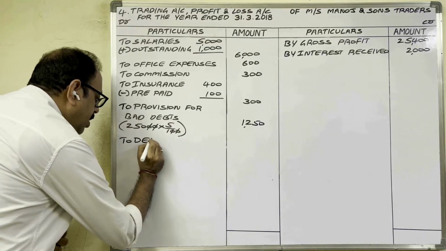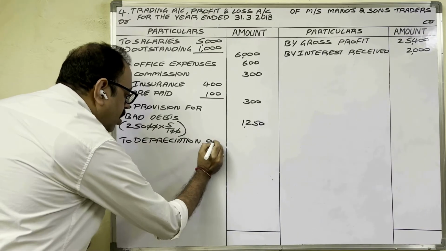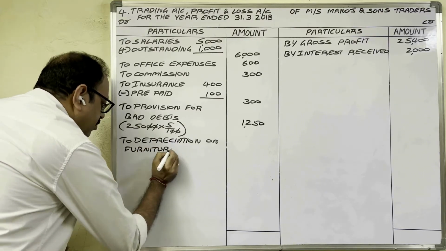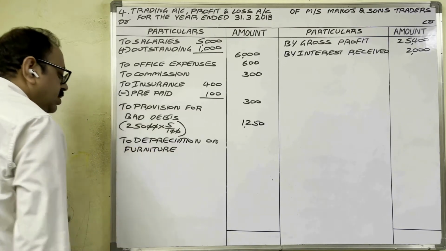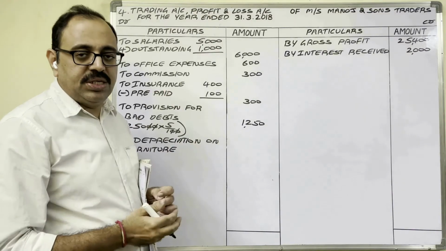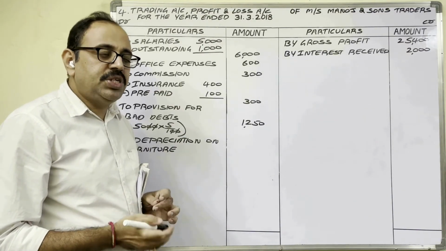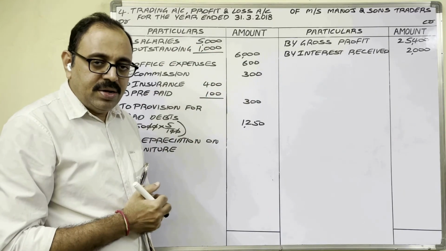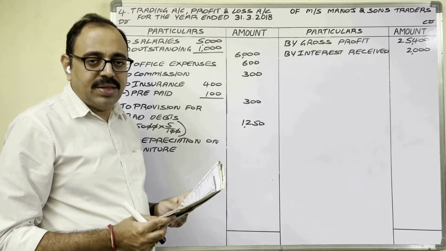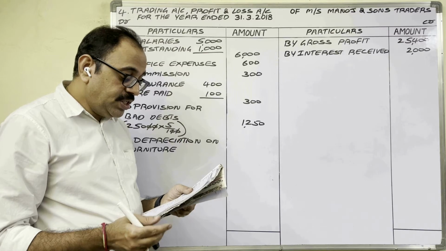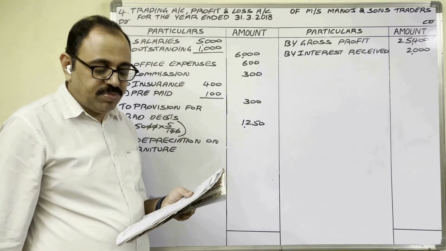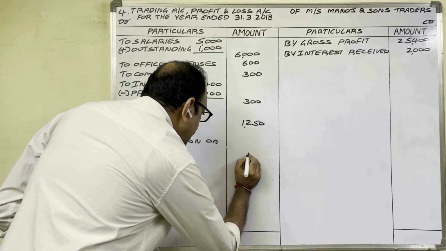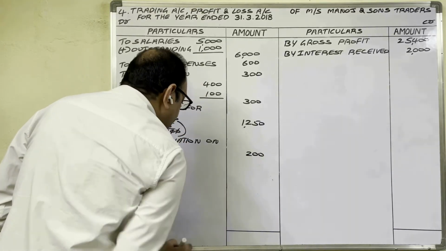To depreciation on first asset, furniture. Once you recollect previous problems, he used to give a percentage: 10% depreciation on furniture, so furniture value into 10 by 100. But here you need not calculate like that because the depreciation amount is directly given in the adjustment. Furniture depreciation 200, directly in outer column we have to write.